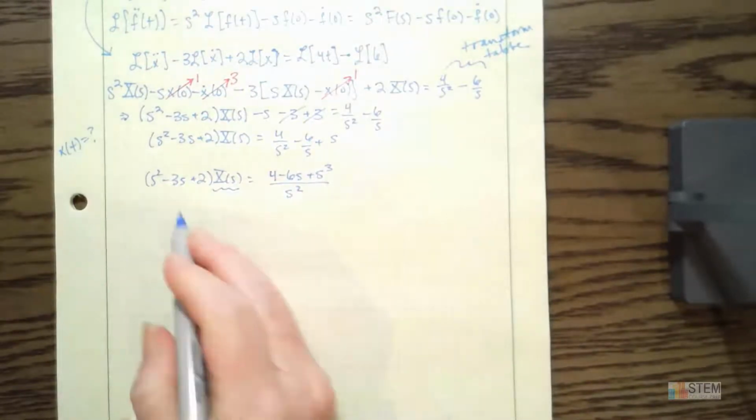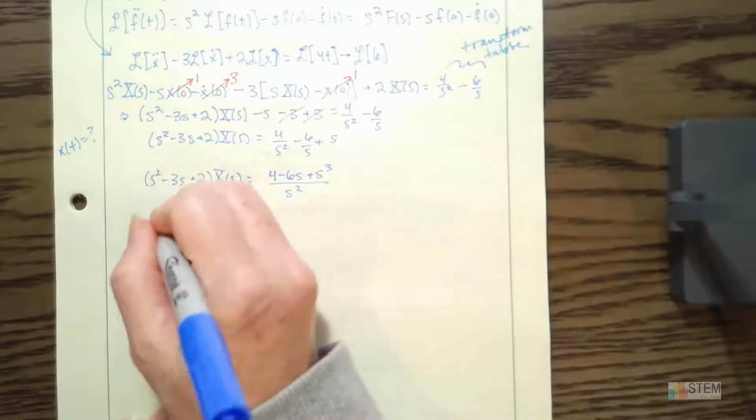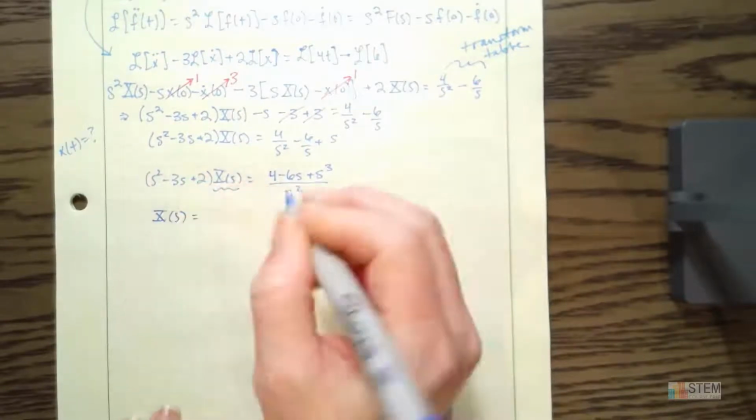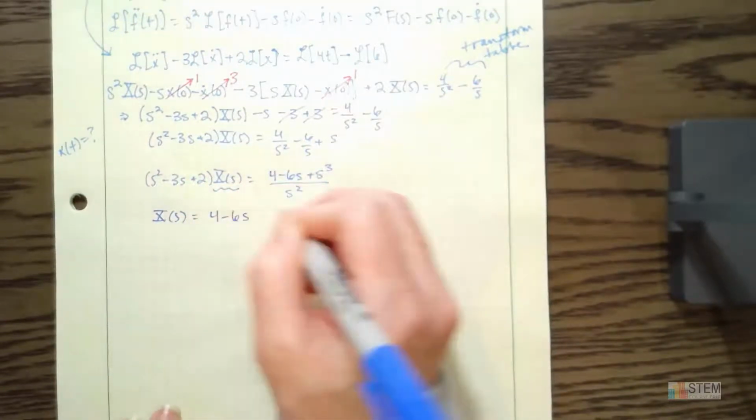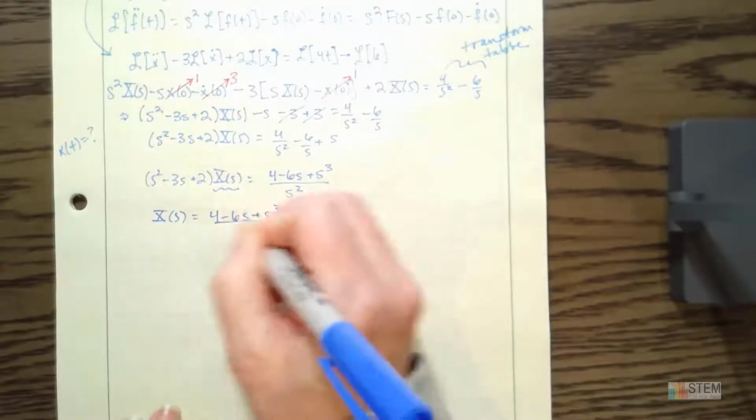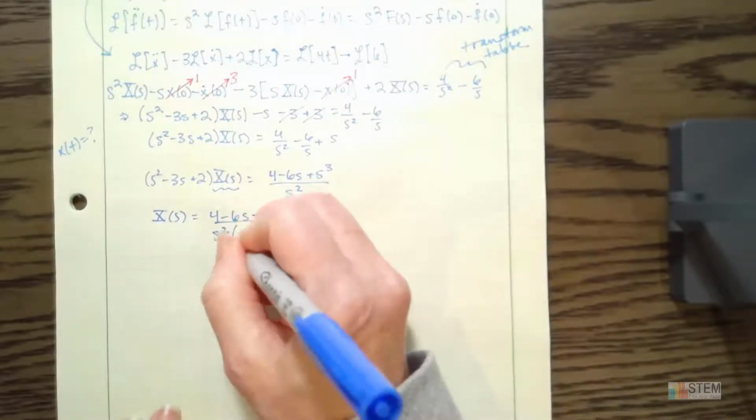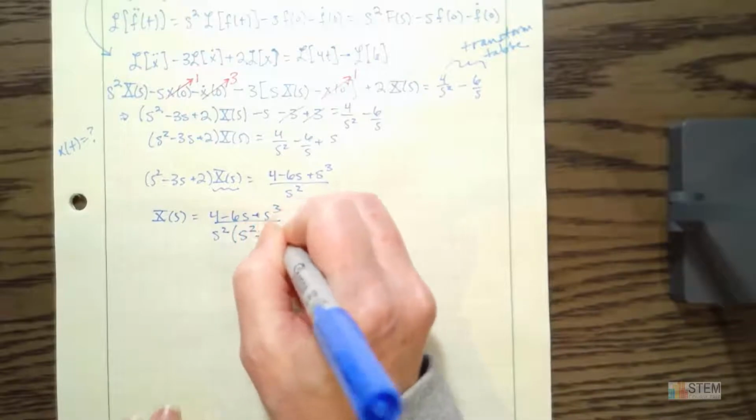Okay, so all we need to do is divide through by that polynomial there. So we have the numerator here, we have s squared in the bottom, and then we're also going to have the s squared minus 3s plus 2 in the bottom.